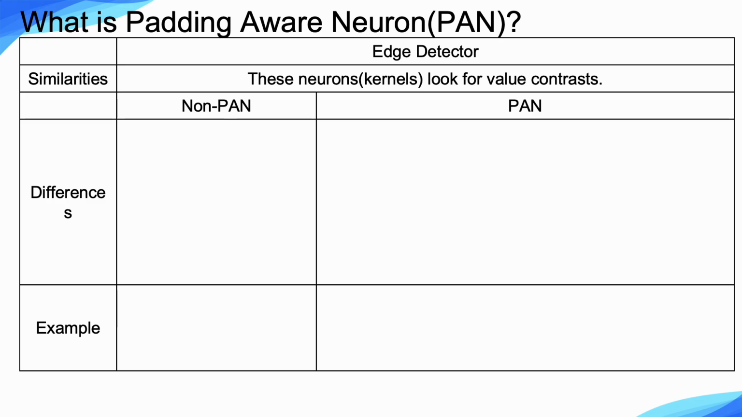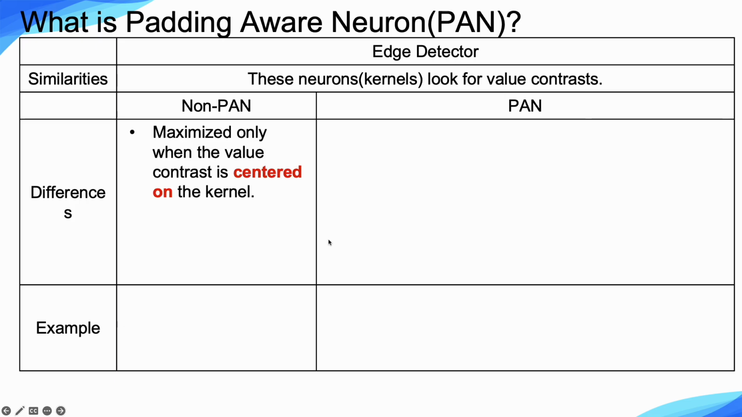And here I show you a table that highlights the difference between non-PAN edge detectors and PANs. So non-PAN and PAN are types of edge detectors. Their neurons look for value contrast. And the non-PAN edge detector is maximized only when the value contrast is centered on the kernel.